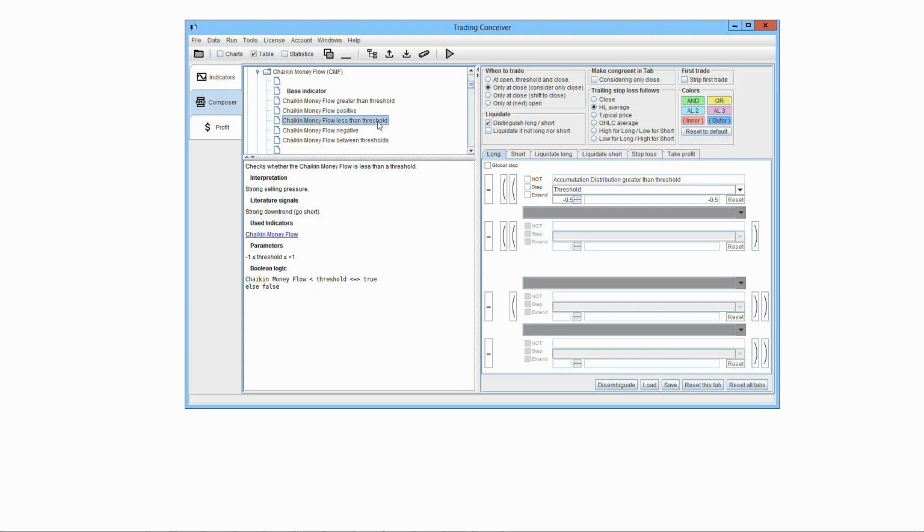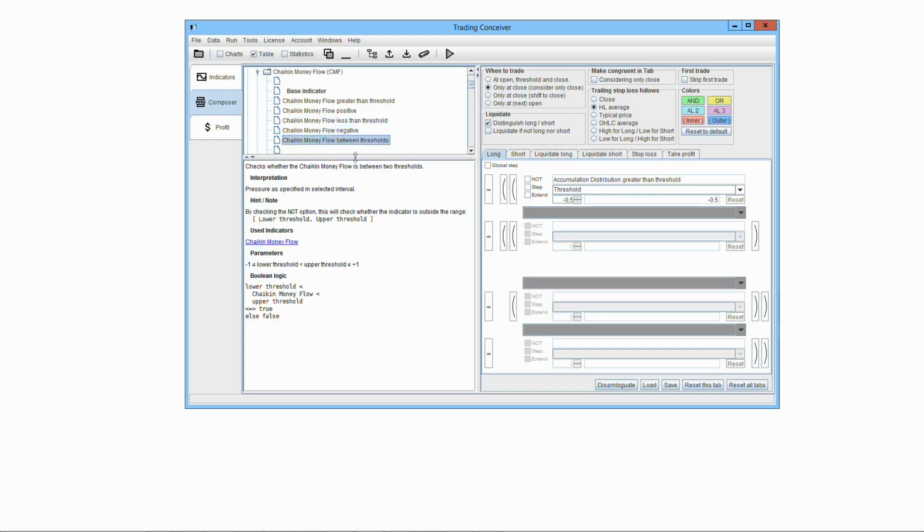The algorithm base indicator less than threshold checks whether the base indicator is less than a threshold, that is a particular value input by the user. So the algorithm is true if and only if the base indicator is strictly less than the threshold. The algorithm base indicator negative checks whether the base indicator is negative, so the algorithm is true if and only if the base indicator is strictly less than 0.